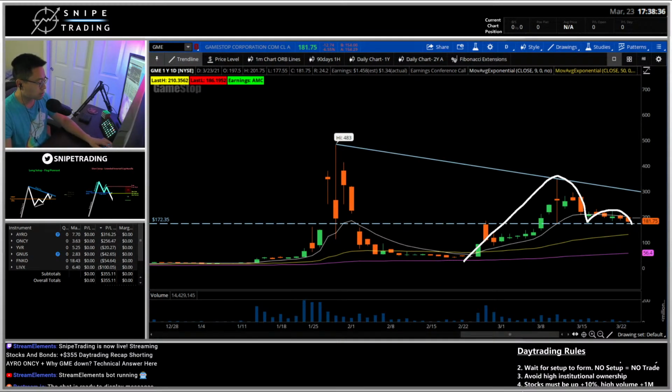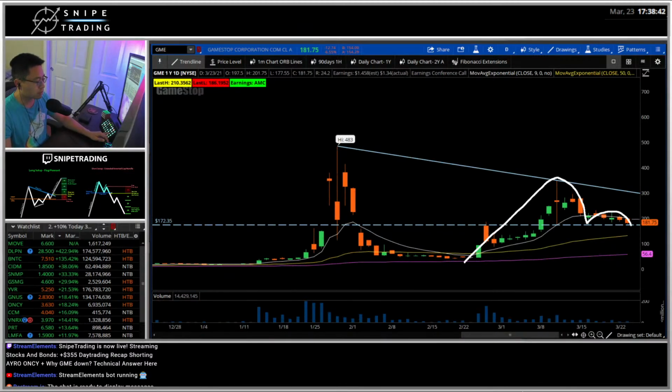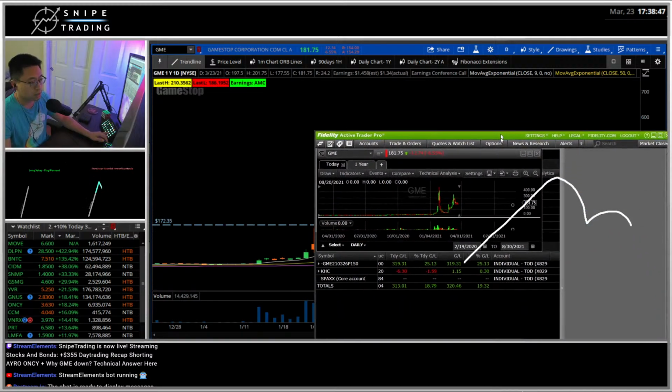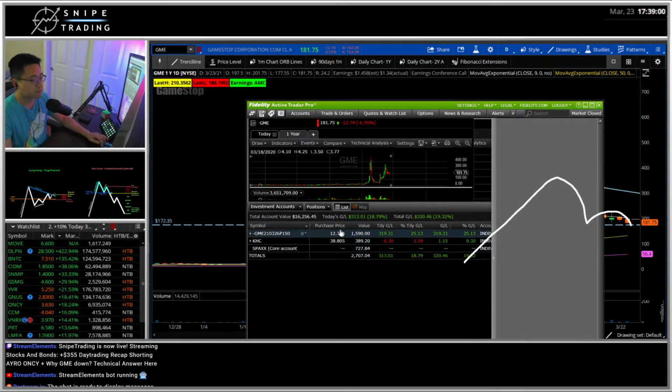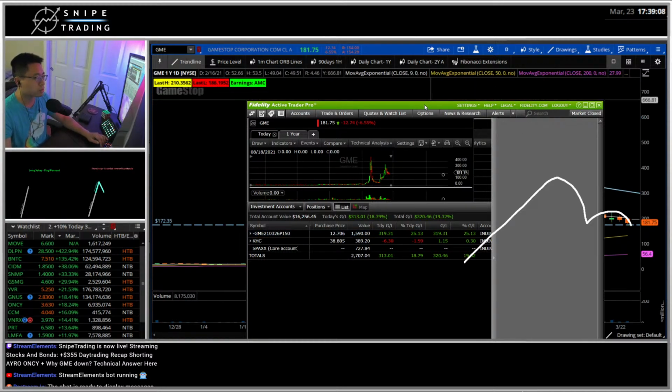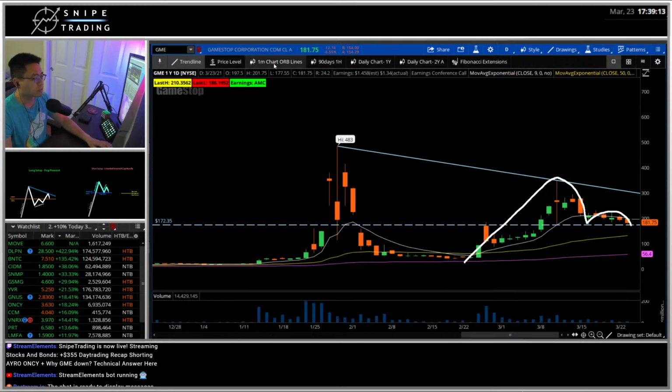So I actually bought some puts on this trade. You can see I bought some puts here on GME, the weekly puts expiring this Friday, 150 puts. I bought it at 12.70. It's up $300.19 at the close, which was trading at 183. Right now, after hours, it's at 154.